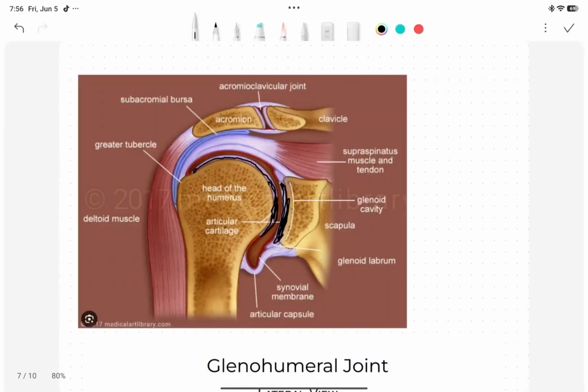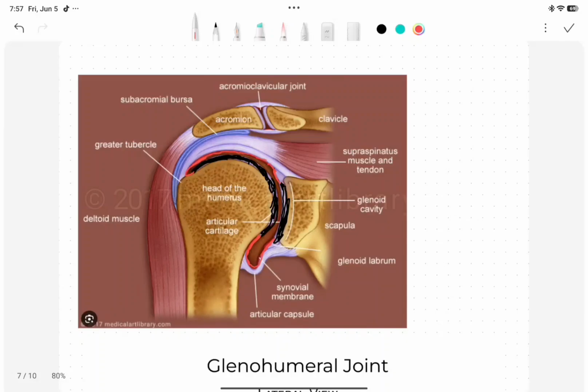The capsule of the shoulder joint is covered by synovial membrane everywhere except in the part of the articular cartilage. So there is no synovial membrane where there is articular cartilage, but it is present everywhere else. Look, this is the synovial membrane. It is not present on the articular cartilage, but it is present everywhere else.